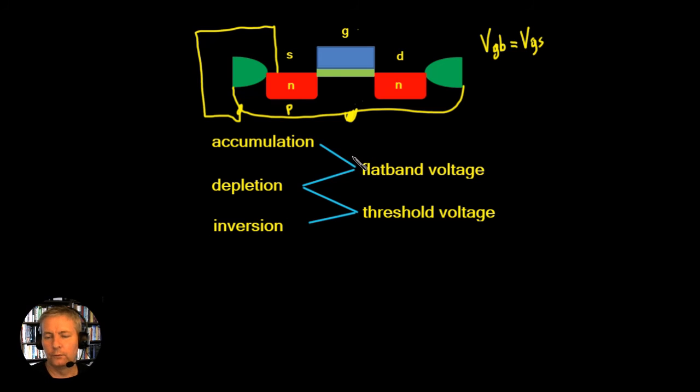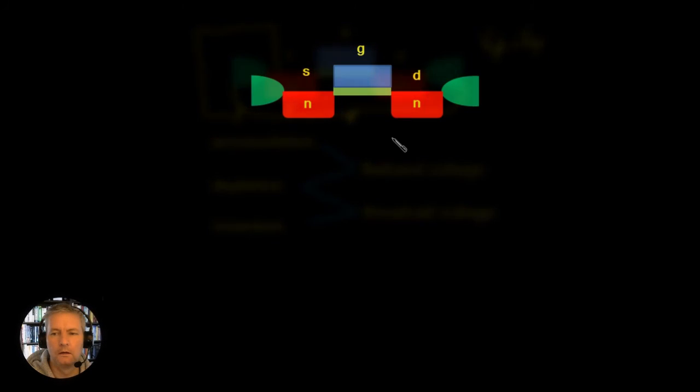Now there's a certain voltage at which each of these occur, or the transition between each of them occur. Between accumulation and depletion we have the flat band voltage. Between depletion and inversion we have the threshold voltage. The one that we are interested in, and will be dealing with through the rest of this course, is the threshold voltage. This is the voltage at which the channel just starts to conduct. That is, we just start to get inversion.